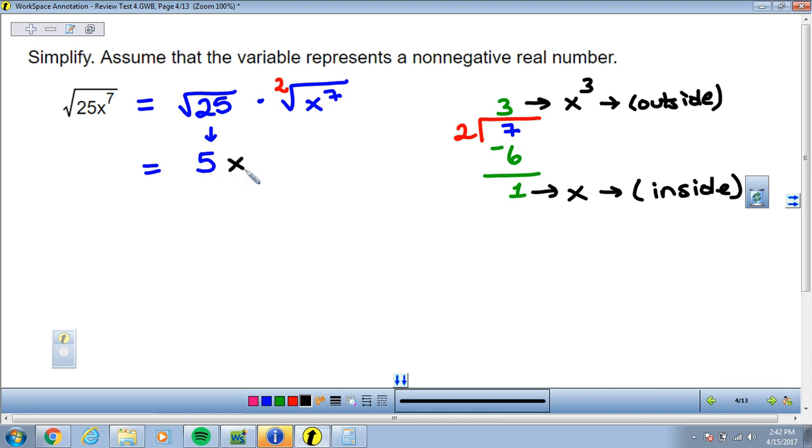So then the answer for this part is going to be x to the third times the square root of x by itself. So all this is the answer: 5x to the third square root of x.